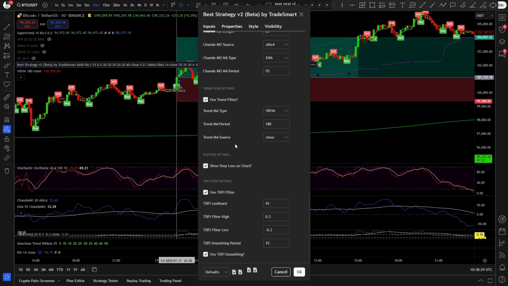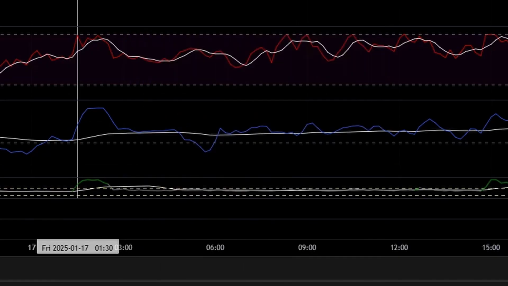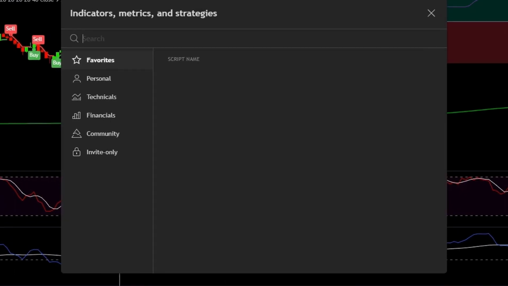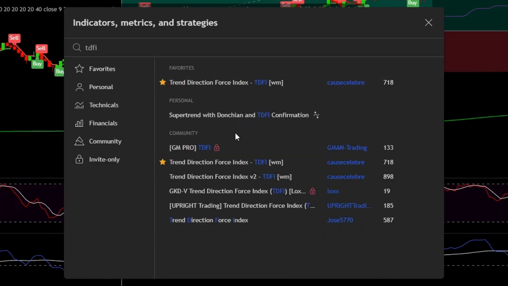Okay, and the extra indicator, the TDFI filter, let's take a look on that. Just like before, you can allow and disallow it. For this optimization, I used it, and it makes a huge difference. To add the TDFI to your chart, just go back to the indicators, type in TDFI, and add this one.